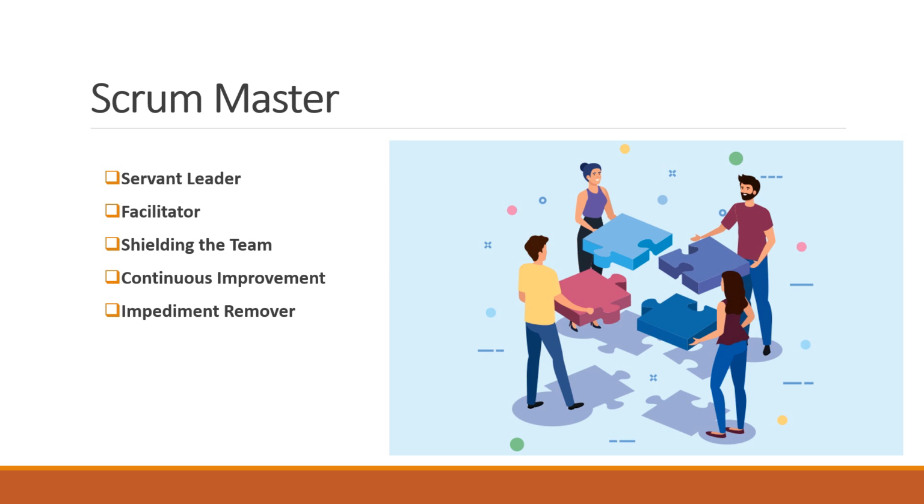They shield the team. They ensure that the team doesn't get sidetracked by external requests or disturbances during a sprint. Continuous improvement. They foster an environment where the team looks for ways to improve. Impediment remover. They actively look for impediments that the Scrum team is experiencing and work to resolve them.